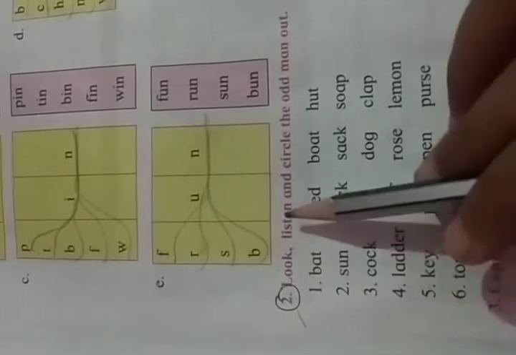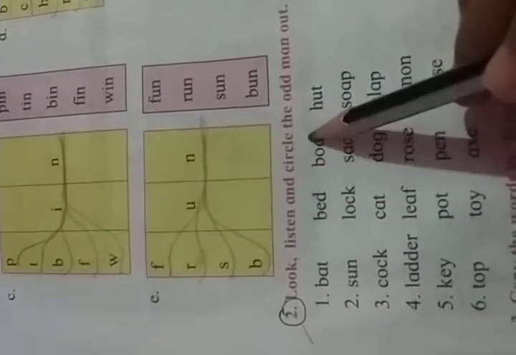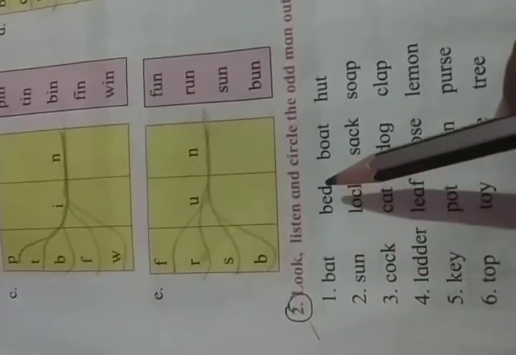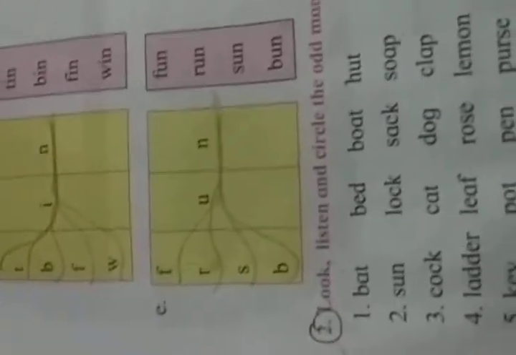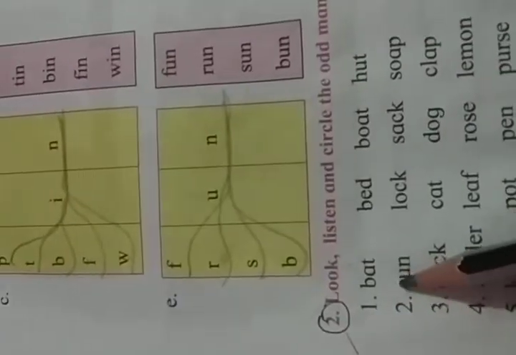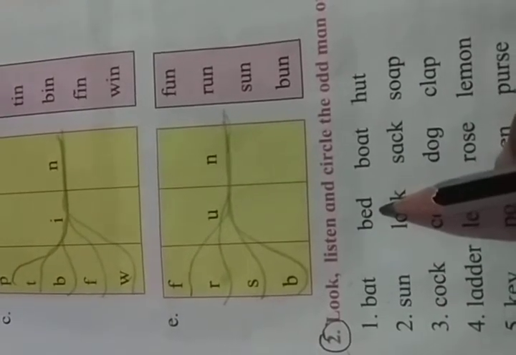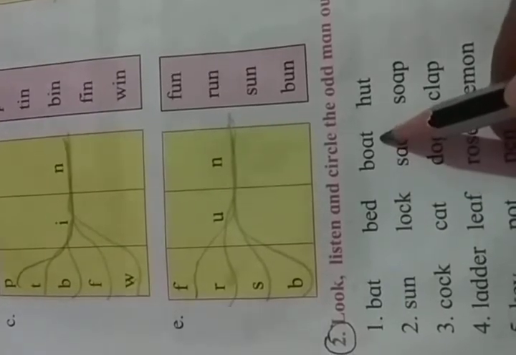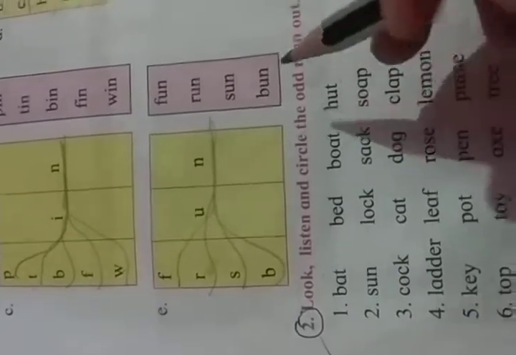Now see next. Question number 2. Look, listen and circle the odd man out. We want to listen and we want to circle the odd man out. Okay. First we will read those words. First, B-A-T, bat. B-E-D, bed. B-O-A-T, boat. H-U-T, hut. Okay, now tell me who is the odd man out here?